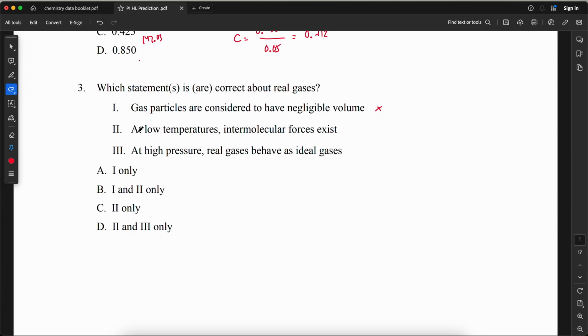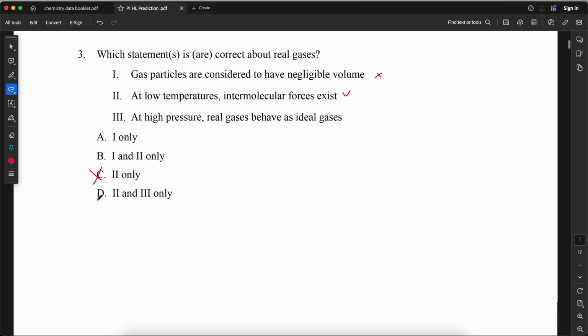For the second option, at low temperatures, intermolecular forces exist. It's true, because at low temperature, condensed phase exists and intermolecular forces are significant. For the third option, at high pressure, real gases behave as ideal gases. It's incorrect. Real gases behave like ideal gases at high temperature and low pressure. Therefore, the answer is only 2.